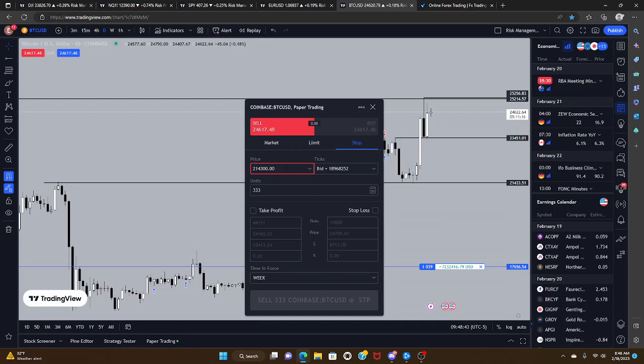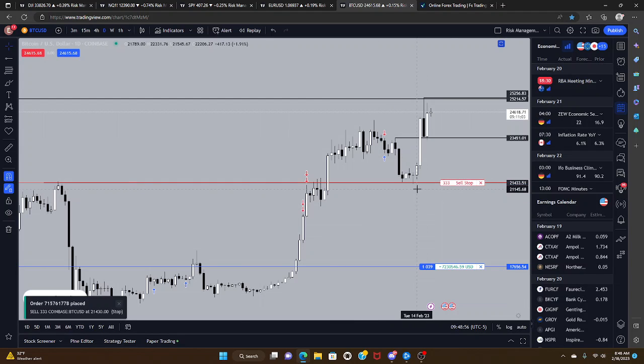And I'm not going to put the entire position. Let's see. 21,433, 430. So I'm just going to put that stop in the market just because I don't want to take all of the position off here in case price comes down, does a stop run, runs up, and gives me a better opportunity to get rid of the position.